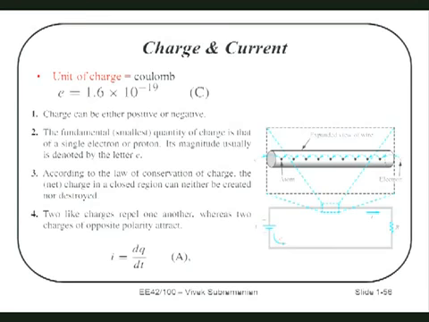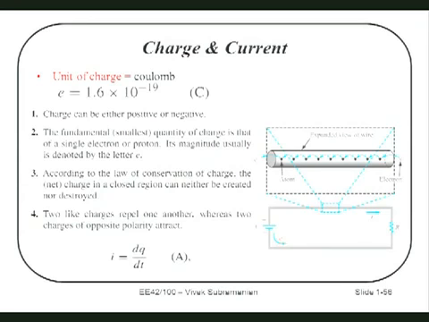Okay, so charge can be either positive or negative. As we've already discussed, the fundamental quantity of charge is that of a single electron or a proton, which would be positive. Of course, we don't really deal with proton transmission in our typical semiconductor devices. And its magnitude is denoted by the letter E if you're a physicist. Engineers often also use another letter. Anybody know what letter that is? Q. Okay, Q is commonly used. In many textbooks, you will see Q used to denote the charge on an electron.